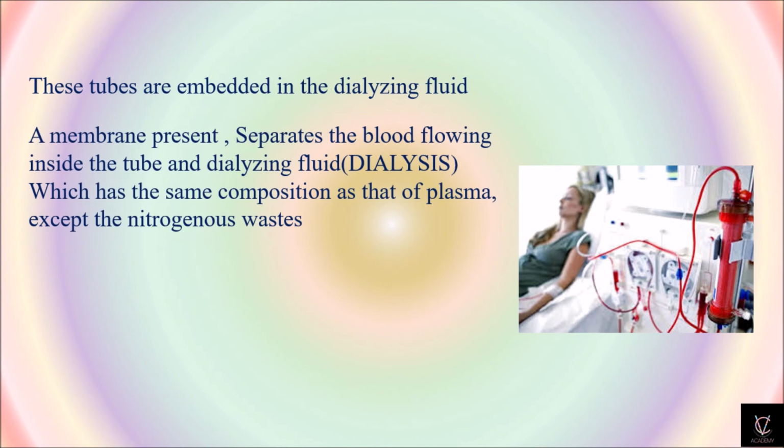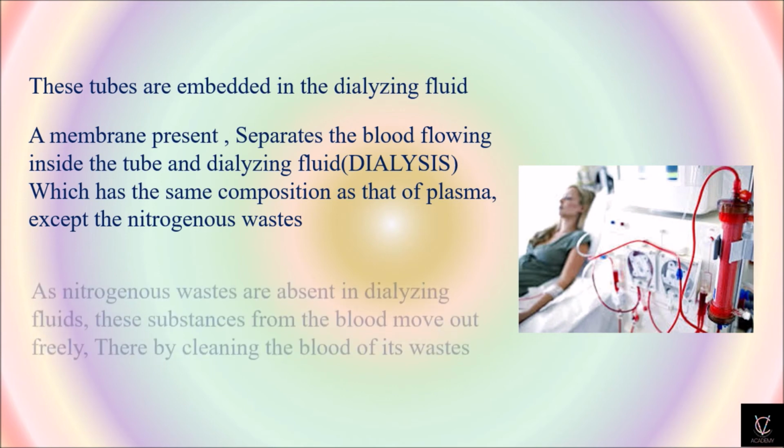A membrane present in the tubes separates the blood flowing inside the tube and the dialyzing fluid, which has the same composition as that of plasma but lacks nitrogenous waste. So a membrane separates the blood flowing inside the tube and the dialyzing fluid. The fluid has the same composition as that of plasma except for the nitrogenous waste.